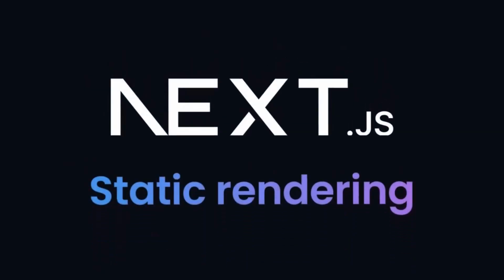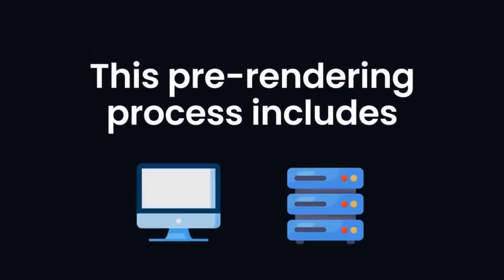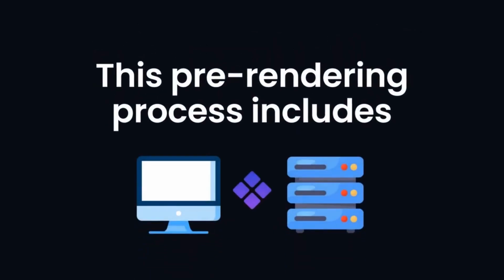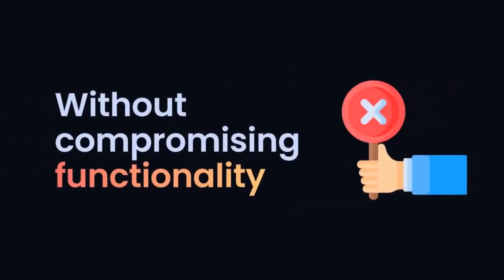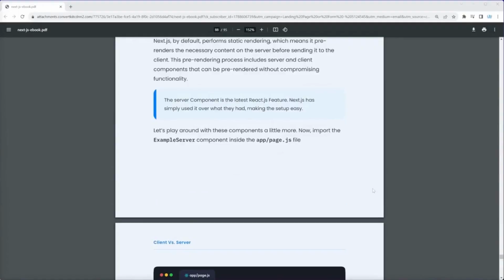Next.js, by default, performs static rendering, which means it pre-renders the necessary content on the server before sending it to the client. And this pre-rendering process includes server and client components that can be pre-rendered without compromising functionality. Now, let's play around with these components a little more.